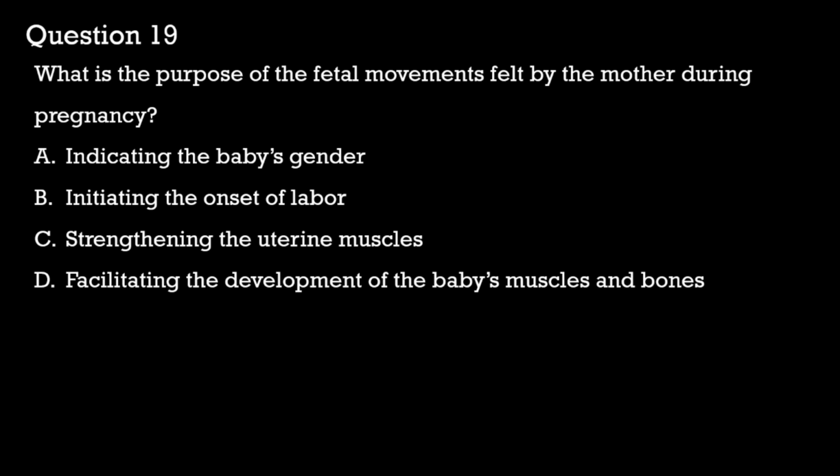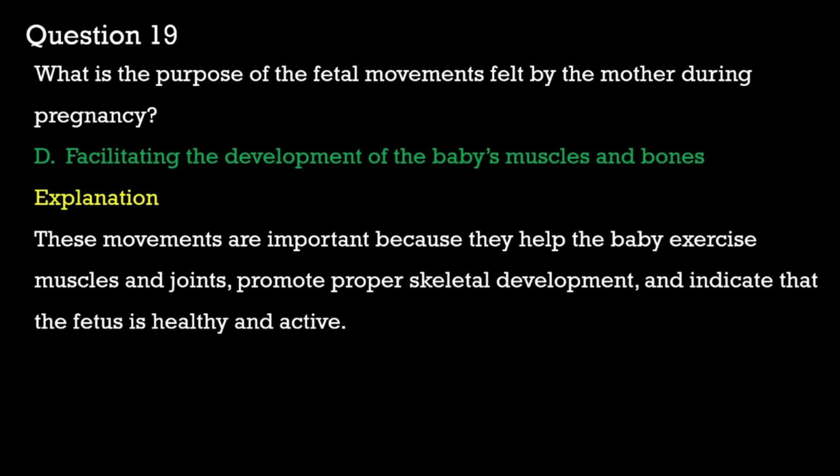Question 19. What is the purpose of the fetal movements felt by the mother during pregnancy? A. Indicating the baby's gender. B. Initiating the onset of labor. C. Strengthening the uterine muscles. D. Facilitating the development of the baby's muscles and bones. For this, we'll be going with option D because fetal movements do not indicate the baby's gender. Labor is triggered by hormonal changes and not fetal movements. The uterus itself is strengthened by pregnancy hormones and stretching and not fetal movements.